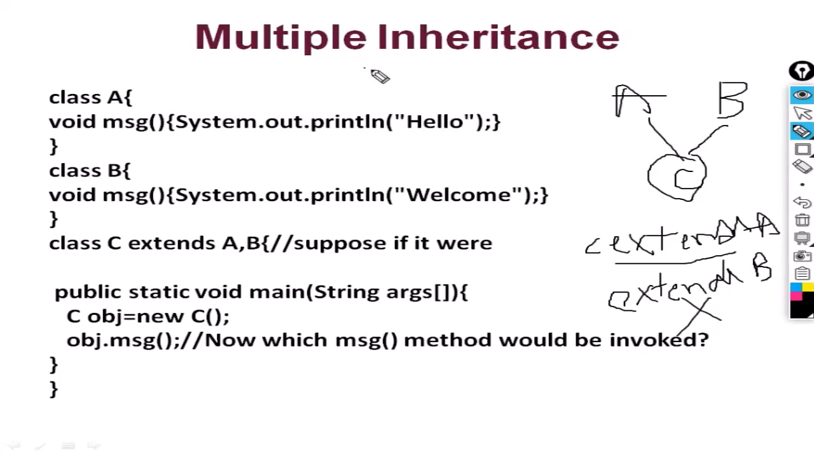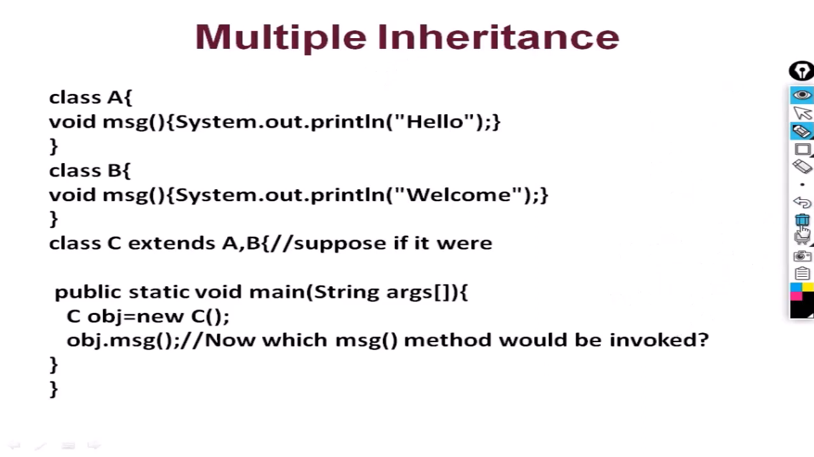So multiple inheritance is not supported in Java. That is the reason multiple inheritance is not supported in Java. It is supported in C++. In C++, we can use this format: class C extends A, B. This is supported in C++. In the object oriented concept, multiple inheritance is supported, but not in Java. Other than Java, it is supported. It is not supported in Java. So in order to overcome this, we use a concept called interfaces.